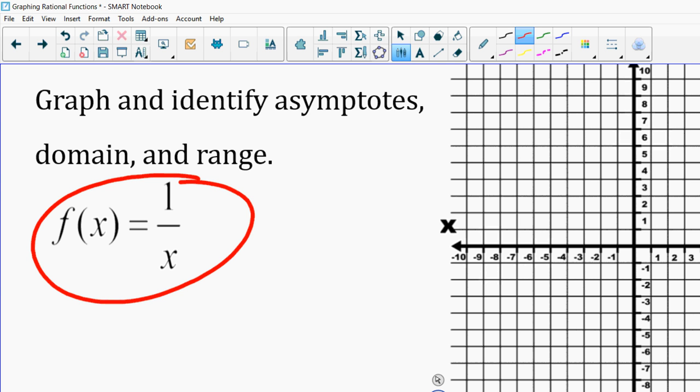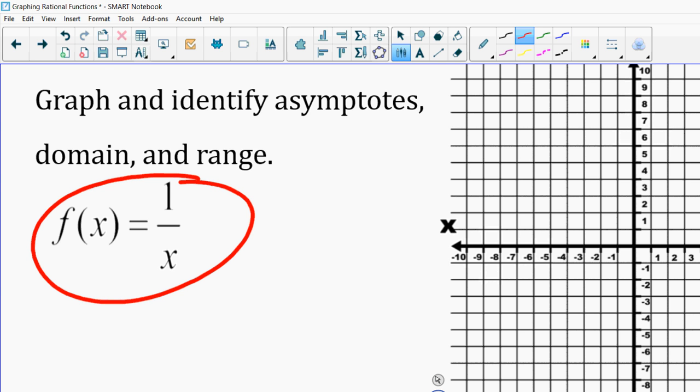Why do I get an error? Because when x is 0, that fraction is undefined. But look, what's happening as x is getting closer and closer to 0? What's happening to those y values? They're increasing.